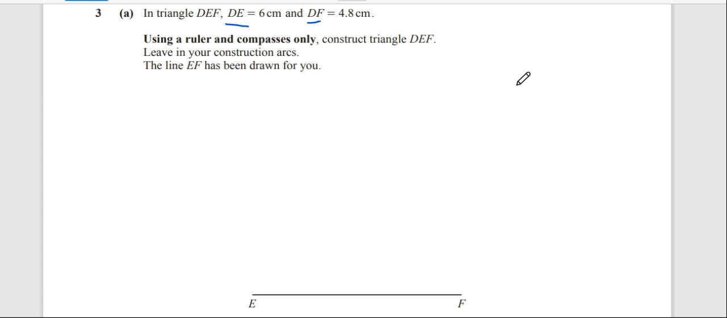Now with your compass, you put the center at E. You measure 6, and when you measure 6, you make your arc. I'm just showing you how that will look. And with 4.8 and the center at F, you make another arc. It will look somehow like this. Then you join the points, something like this. When they say leave in your construction lines, these little arcs that you have here, please don't clean them up, because that's what they ask you to do, to leave in your construction arcs. It's going to look somehow like this, not exactly like this. With your compass, your answer should be more accurate.